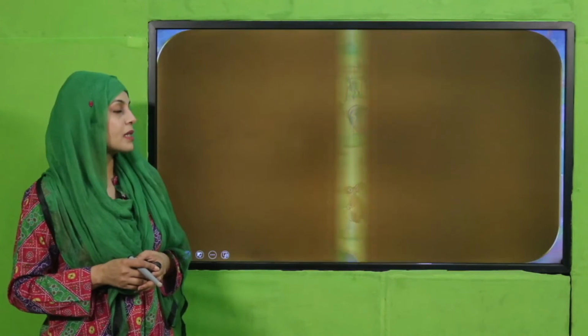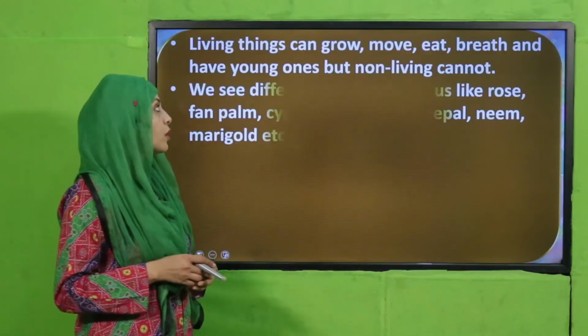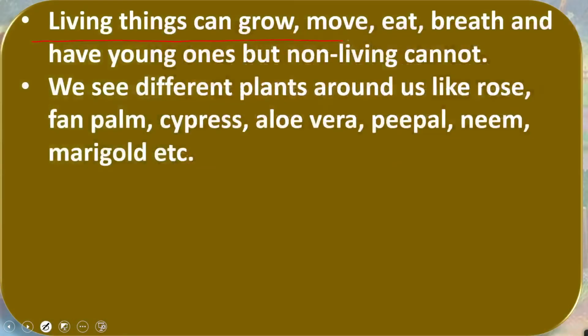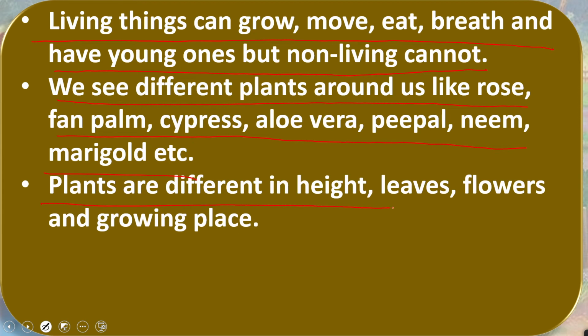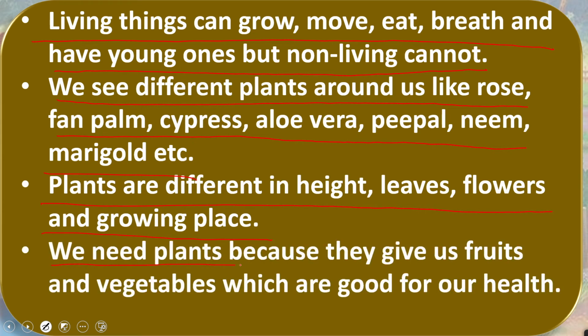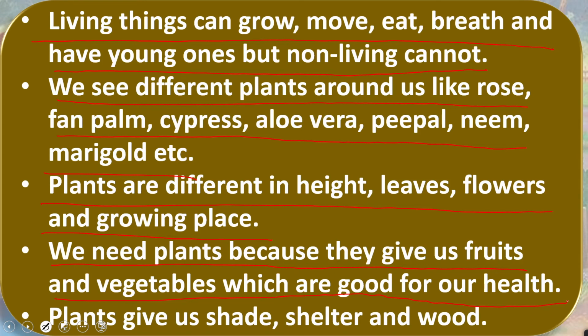Okay, my dear students, now is the time for a wrap up. So now all the students are able to tell that living things can grow, move, eat, breathe and have young ones, but non-living things cannot. We see different plants around us like rose, fan palm, cypress, aloe vera, peepal, neem, marigold, etc. And plants are different in height, leaves, flowers and growing places. We need plants because they give us fruits and vegetables, which are good for our health. So my dear students, plants give us shade, shelter and wood.